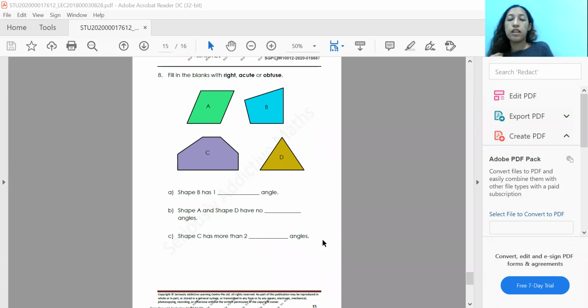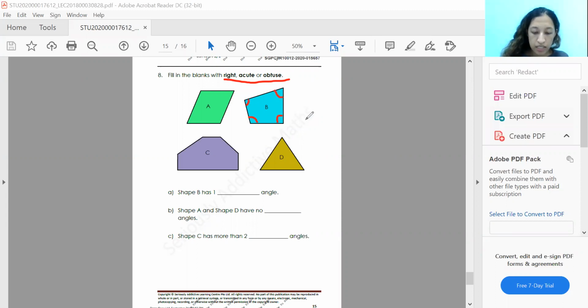Okay, let's do this and then we'll move on to the next booklet. Fill in the blanks with right, acute, or obtuse angles. So shape B has one wide angle. So let us identify them, all right? So there's the right angle over here. This angle, and this angle.